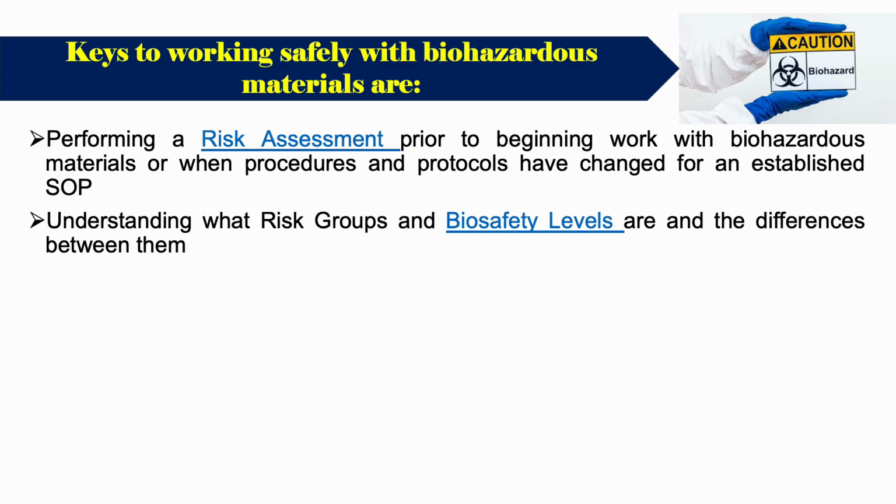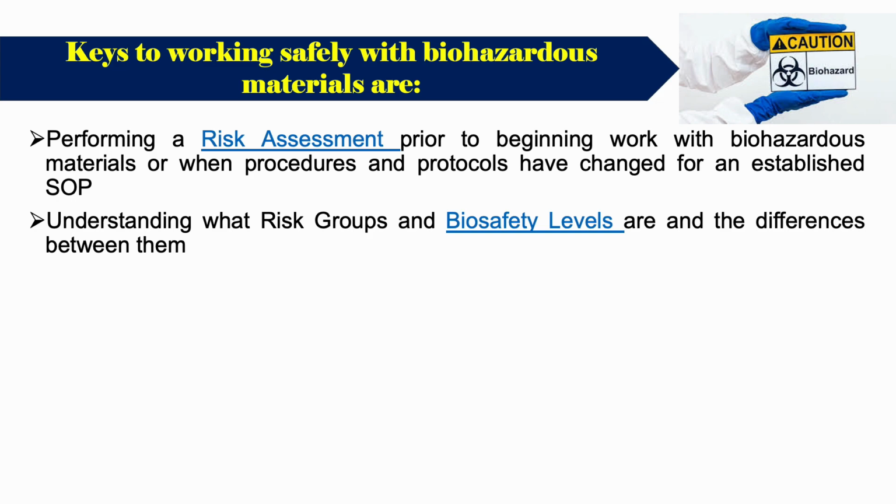So a number of keys are there while working safely with biohazardous material. Number 1 is performing a risk assessment prior to beginning work with biohazardous material or when procedures and protocol have changed for established SOPs, that is standard operating procedures.